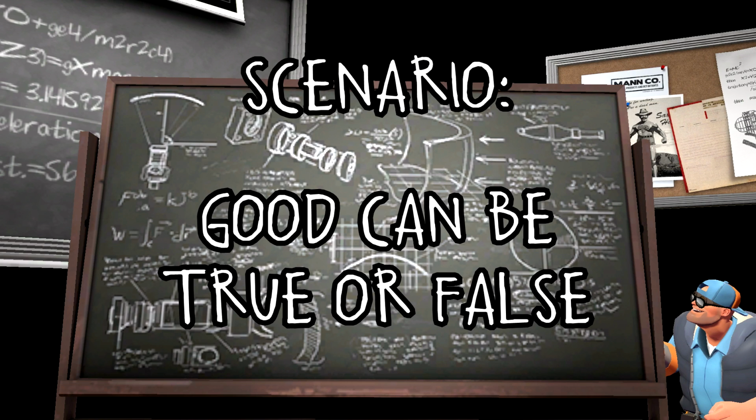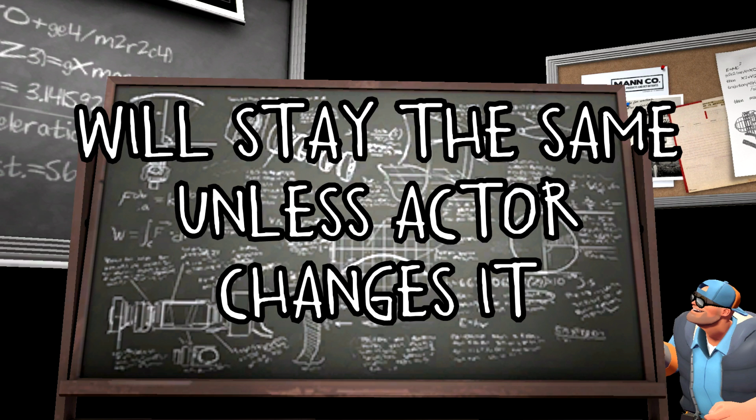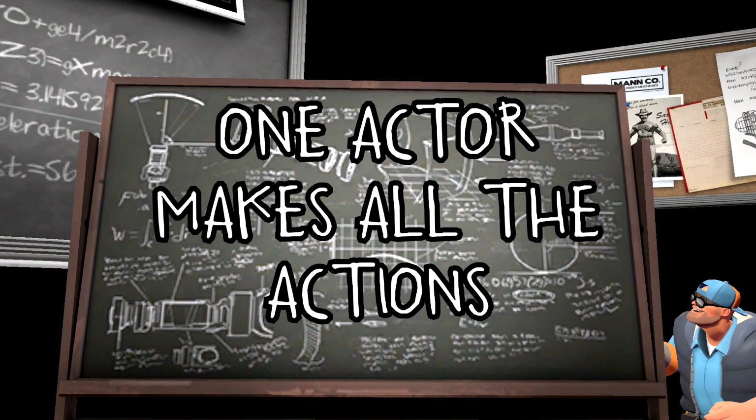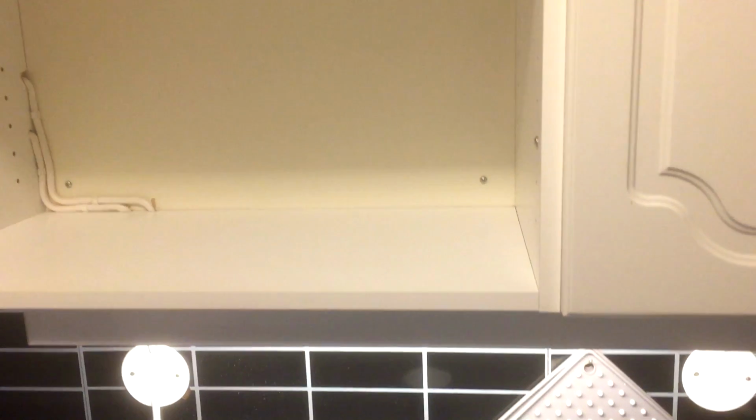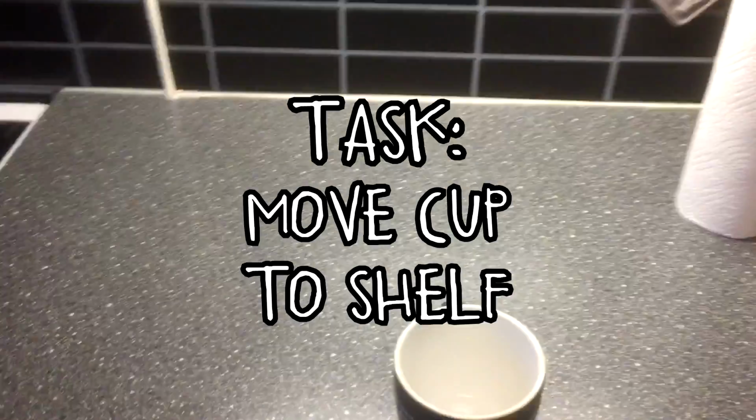I will now create a scenario where it's possible to assign good a true or false value. The environment is a static environment, meaning that the environment will stay the same unless an actor alters it with an action. Any action done in the environment is executed solely by the actor. Now here's a real-world example from my kitchen. We have a cup and we have a shelf. The task is to move the cup to the shelf.